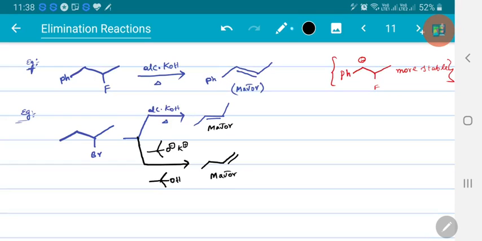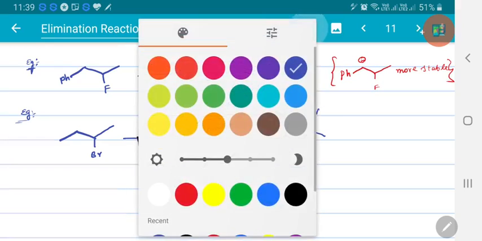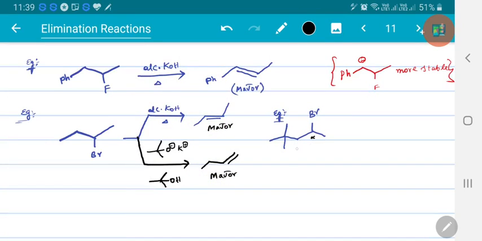Now we have seen another condition, that is, the gamma position must be bulky. So let me go for another example. If I take a case where the gamma position is bulky, right? So this is alpha, this is beta, this is gamma. The gamma position is quaternary, right?